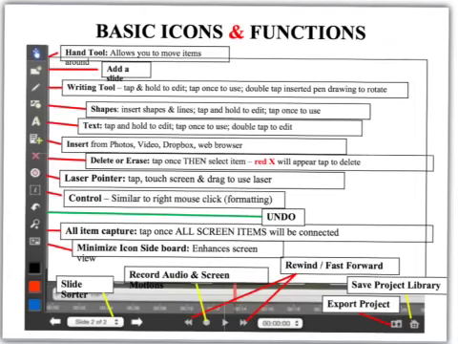Okay, this outlines the basic icons and functions that we're going to get into exploring in our workshop. I'm going to drop in an arrow here and hopefully you'll be able to follow along. The first icon is a hand tool that allows you to move objects around the screen, similar to what I'm doing with the arrow. The next one is the Add a Slide icon.